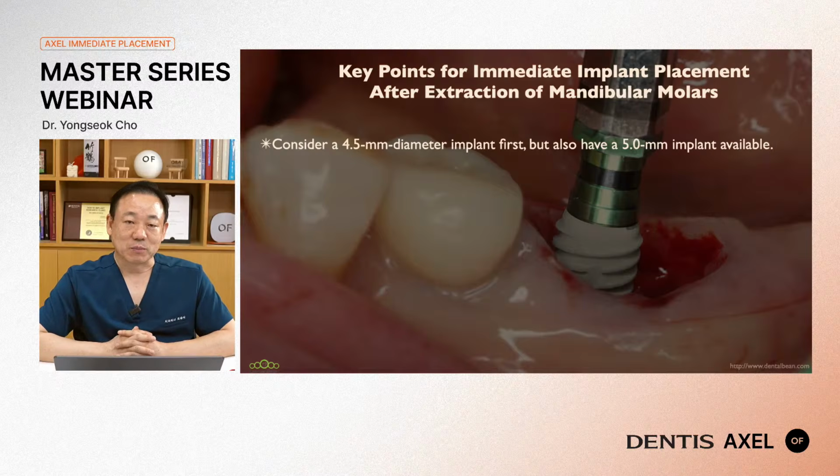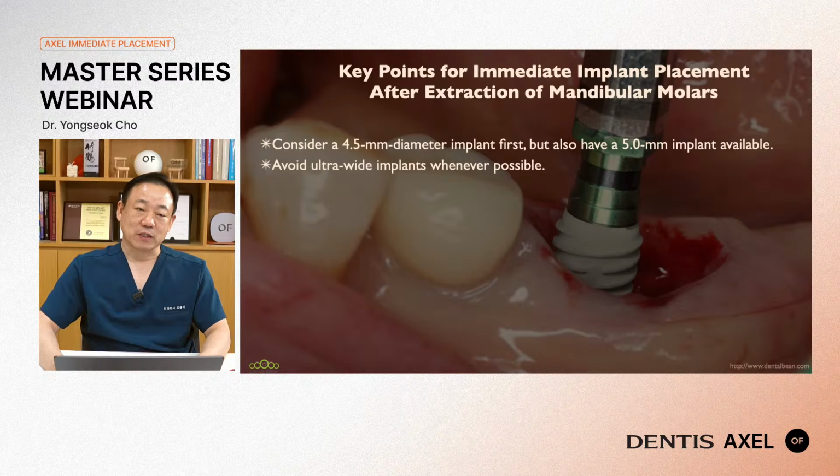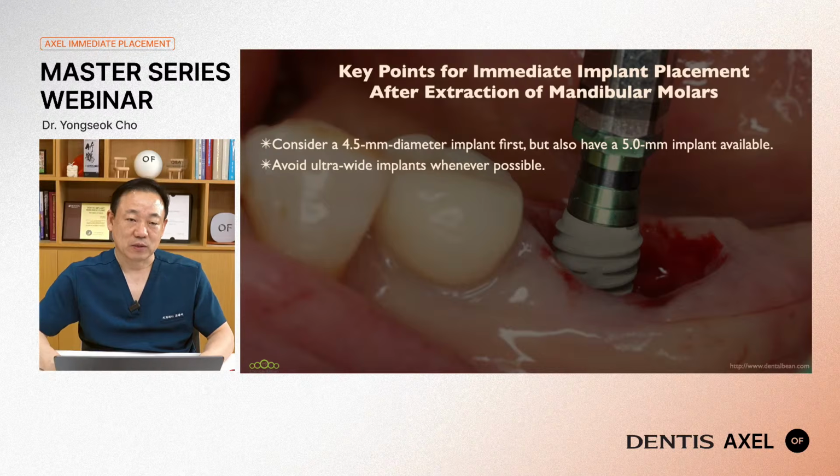Consider a diameter 4.5 implant first, but also prepare a 4.0 implant for immediate replacement. I prefer a 4.5 implant as the primary diameter. Avoid too wide an implant. Don't place an ultra-wide implant during immediate implant placement whenever possible. I don't recommend it.